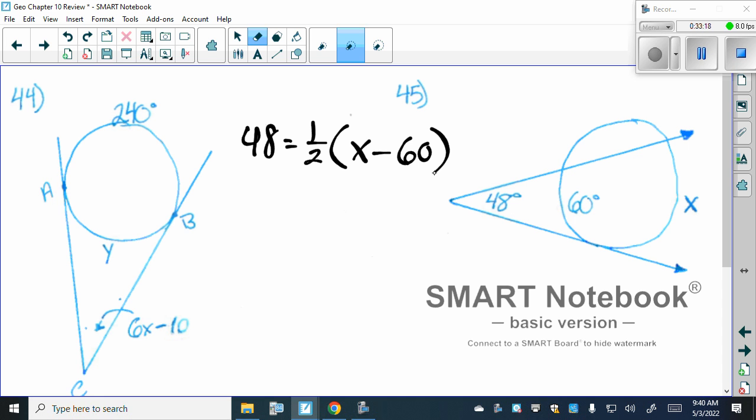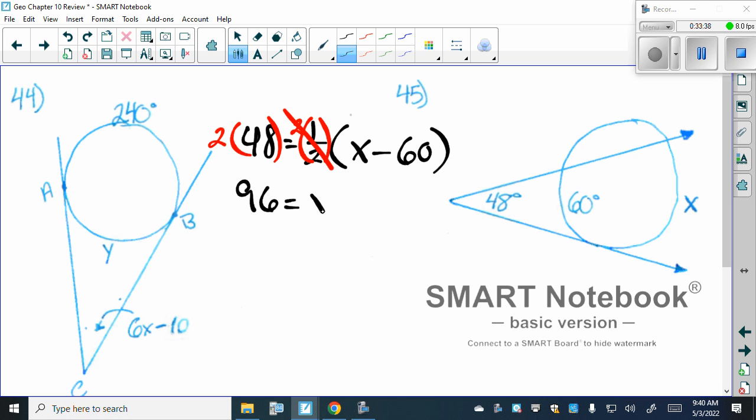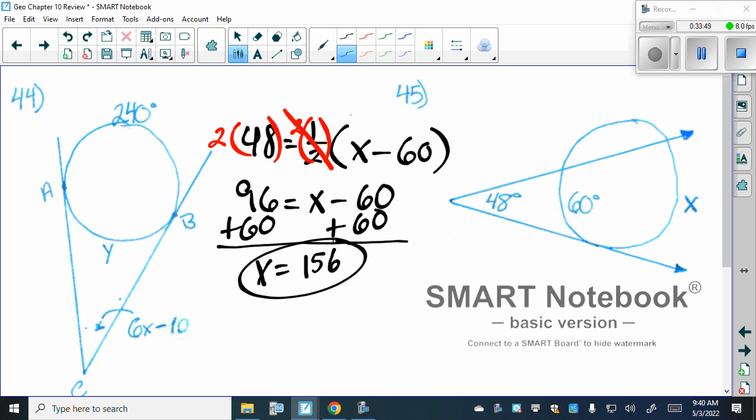Now on this one here, can I take half of x easily? Well, no, it's just going to be half x, yes? So what we can do here is, instead of taking half of x, I can multiply both sides by 2. Because 2 times 1/2 is 1. 2 times 48 is 96, which is equal to x minus 60. Add 60 to both sides, which tells us x is, and that's it.